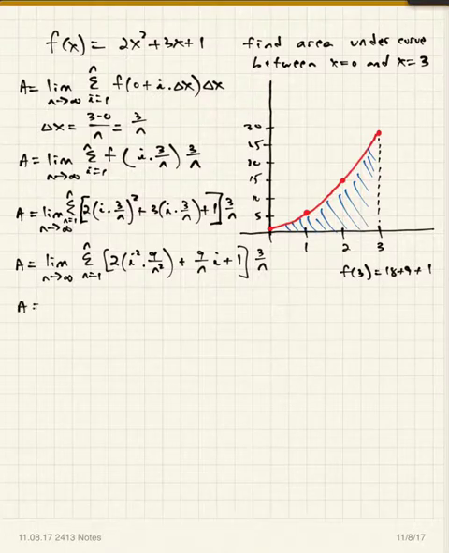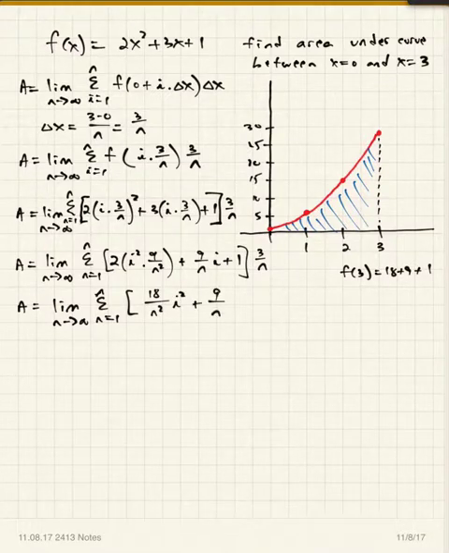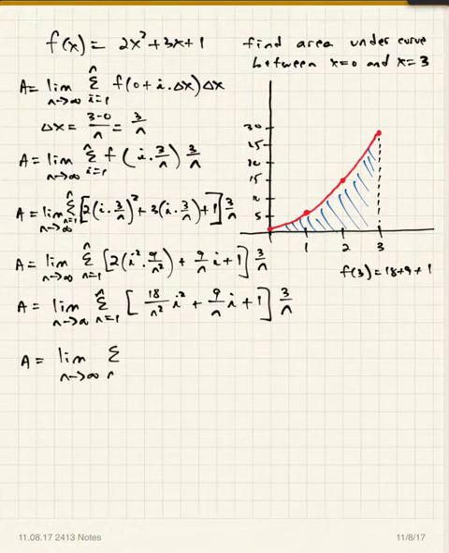All right, so let's just continue to do this step by step. Don't do too much in each step because you're going to get lost in here. So this first term, 2 times 9 is 18 over n squared times i squared, plus 9 over n times i plus 1, all times 3 over n. And then I would go ahead and multiply through by that 3 over n. We're almost there. We're not too far from this, so be patient.